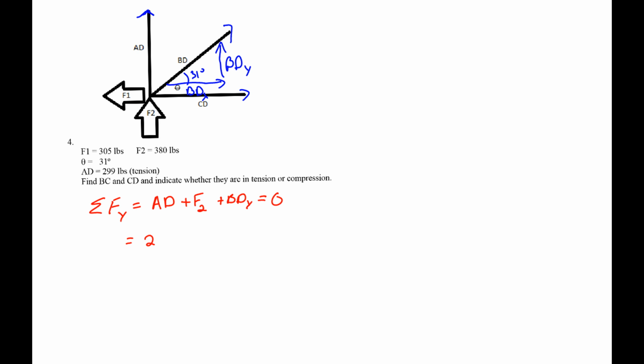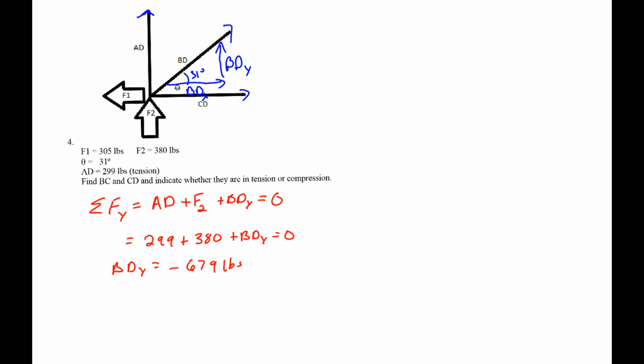Alright, so AD is 299 plus F2 is 380 plus BDY equals 0. So BDY equals negative 679. Right? Alright. So any questions how I get to that?